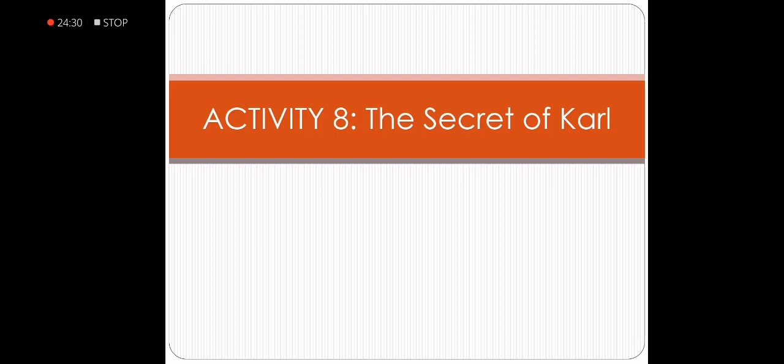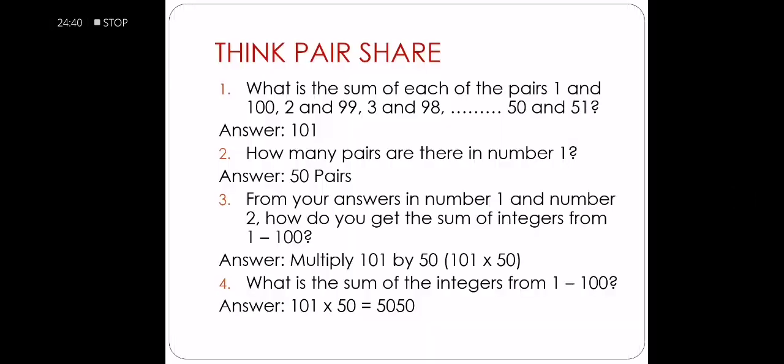Okay, so this time, ituturo ko sa inyo kung ano yung ginawa ni Karl na pagsasagot, kung bakit niya nasagutan agad or na-add agad-agad yung numbers from 1 to 100. So, in this activity, this is what we call the think, pair, share in activity 8. What is the sum of each of the pairs 1 and 100, 2 and 99, 3 and 98, hanggang kay 50 and 51? So kung mapapansin nyo, 1 plus 100 is simply 101.